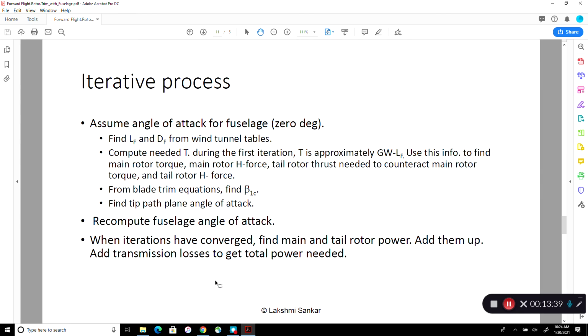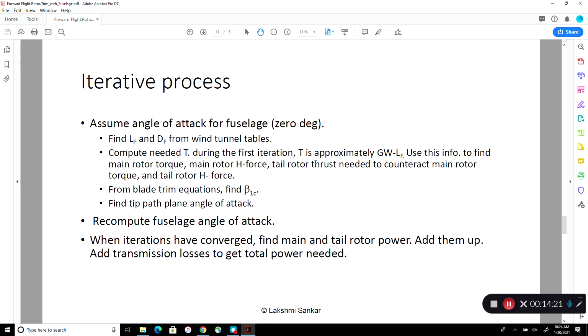Then use our previous set of slides, knowing the CT and alpha tip path plane, you trim the rotor like we did before. When you trim the rotor, you'll get the CQ, which is the main rotor torque. You'll get this H force from the main rotor. Once you have the main rotor torque, we know the tail rotor thrust you need to overcome the torque. So if you know the distance between the main rotor shaft and the tail rotor shaft, tail rotor thrust times this distance is what is needed to overcome the main rotor torque. This is the anti-torque that we are generating.